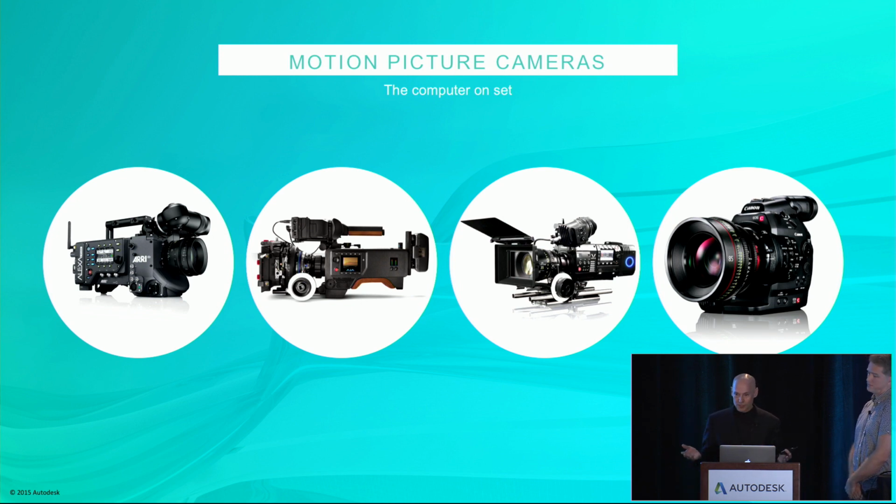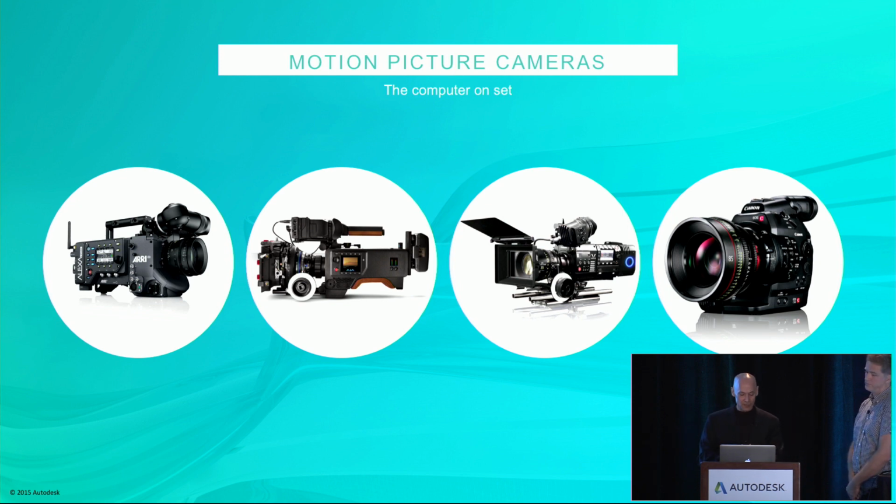The digital motion picture cameras are now all over in the large majority of sets. And these cameras are doing what film cameras were doing, capturing a stream of images, but they also do a lot more. They are really computers on set. They capture information of all sorts about the lens. They have audio built in.